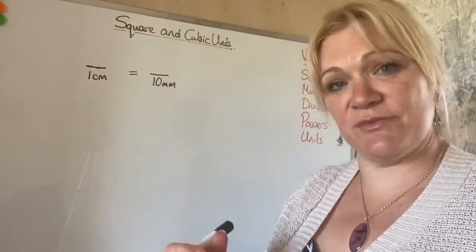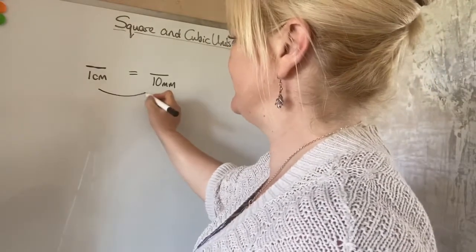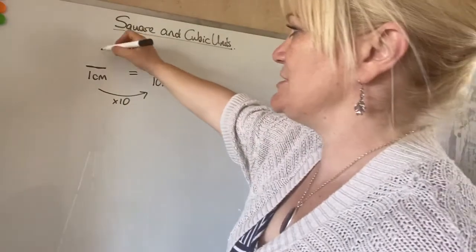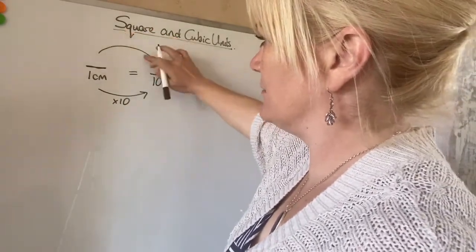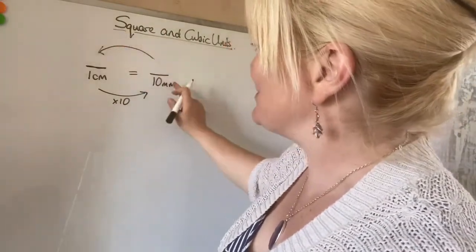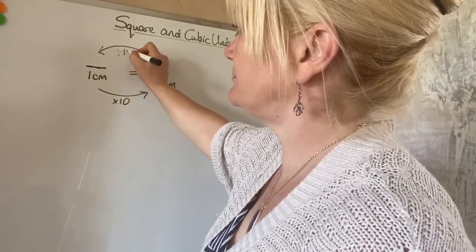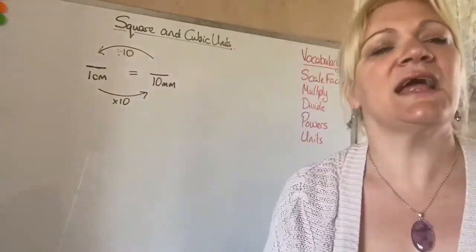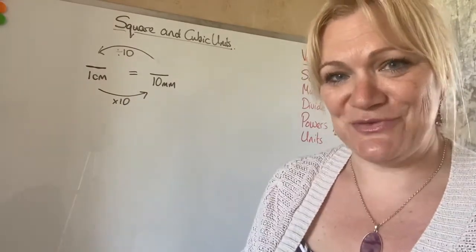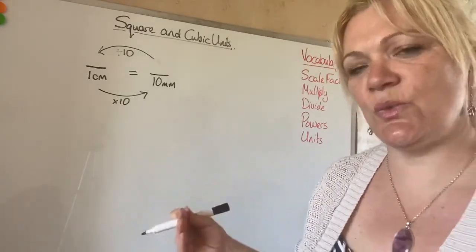If I'm converting from centimetres into millimetres, I need to multiply by 10 for my number, my digit. And going the other way, if I wanted to go from millimetres to centimetres, I would divide by 10. That's quite nice and straightforward, and most of you will be quite comfortable getting it sorted. But it gets a little bit more tricky when we deal with square units.